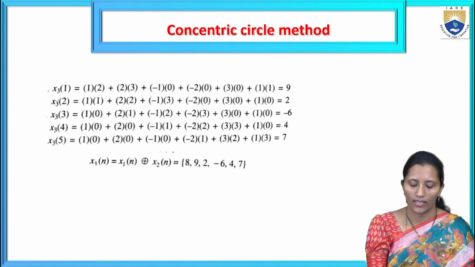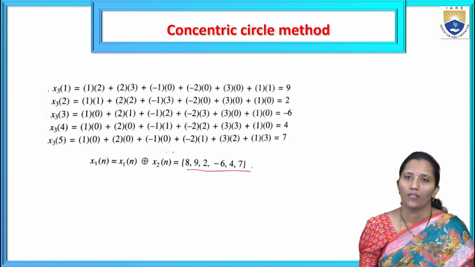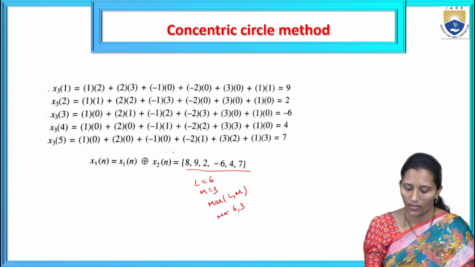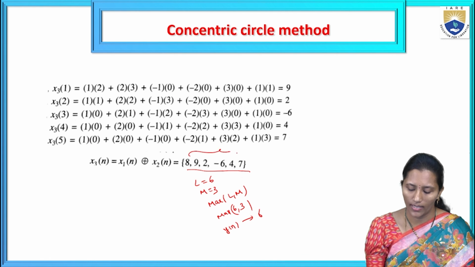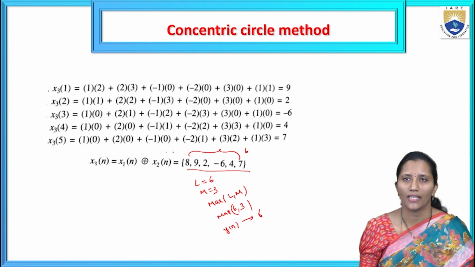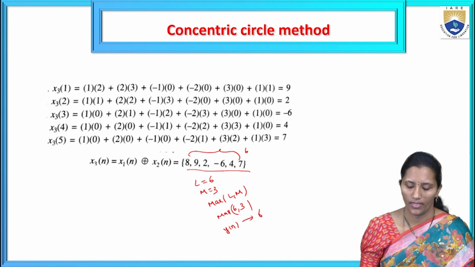Here we will get the x3 of n, x2 of n, x5 of n. So 8, 9, 2, minus 6, minus 4. So here L is equal to 6, M is 3. The length is maximum of L comma M, that is 6 comma 3. So the y of n length is here 6, so we are getting 6 samples at the output. This is the concentric circle method or graphical method of circular convolution.